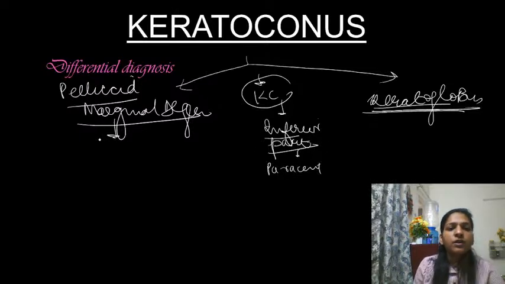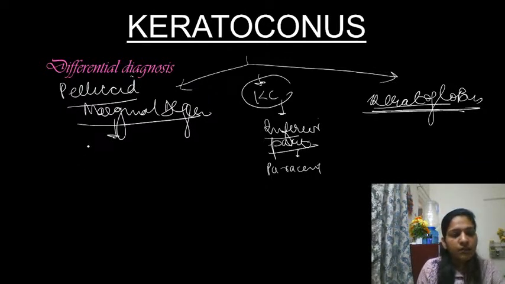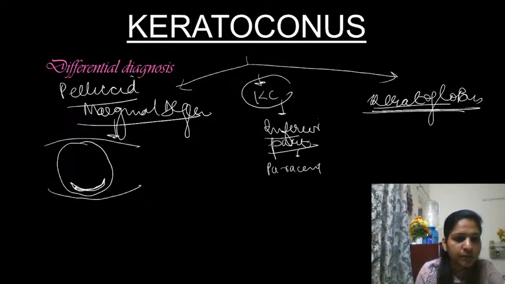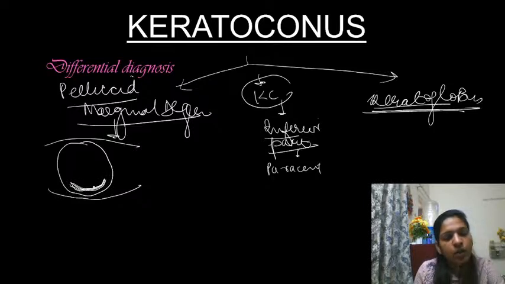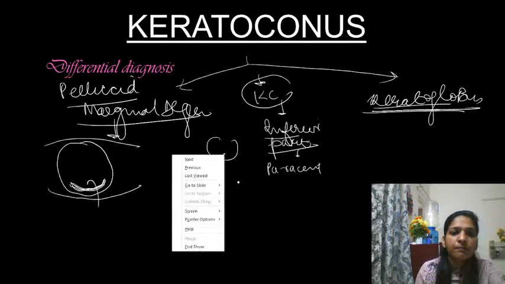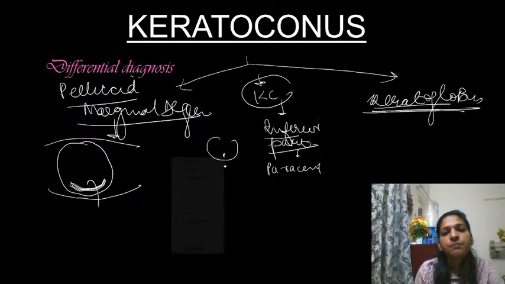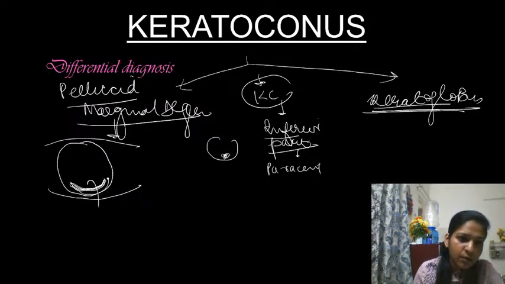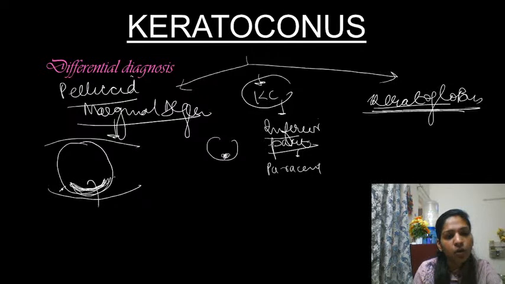But in pellucid marginal degeneration, thinning is present like a band in the inferior cornea. For example, this is the conjunctiva, this is the cornea. From 4 to 8 o'clock position, thinning will be present like a band, and corneal protrusion will be above this band. In keratoconus, thinning will be present only in the inferior paracentral part, like here. But in pellucid marginal degeneration, there will be a whole band of corneal thinning from 4 to 8 o'clock position.